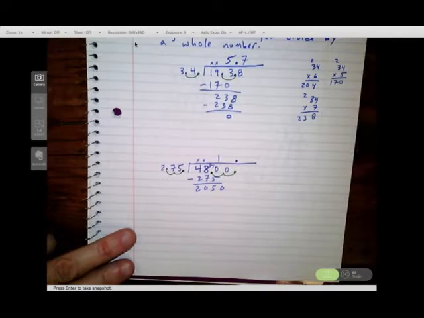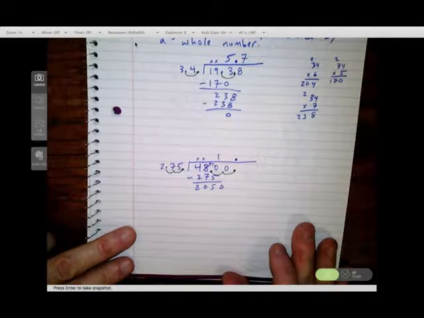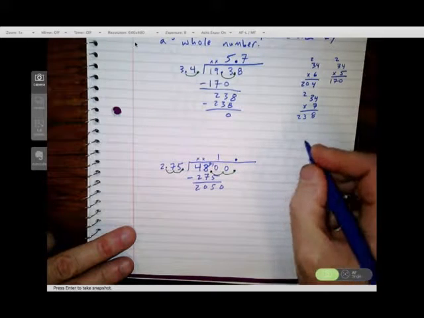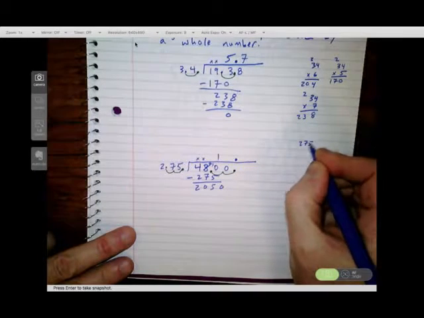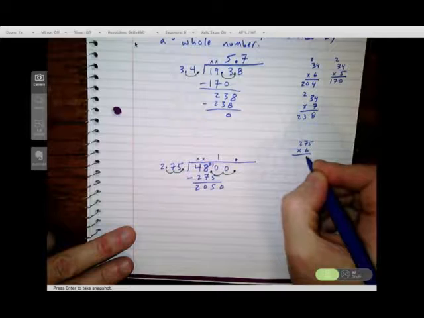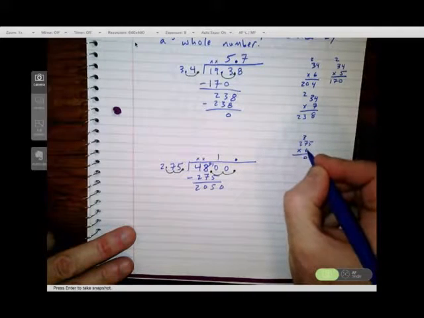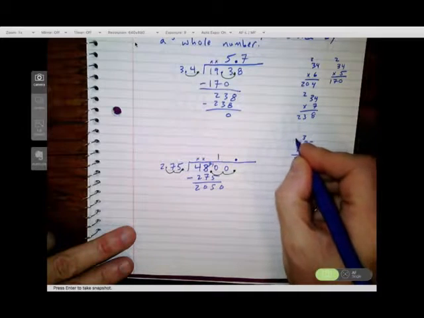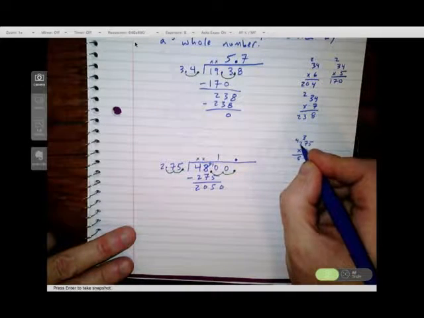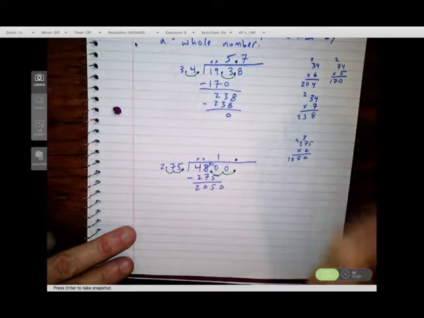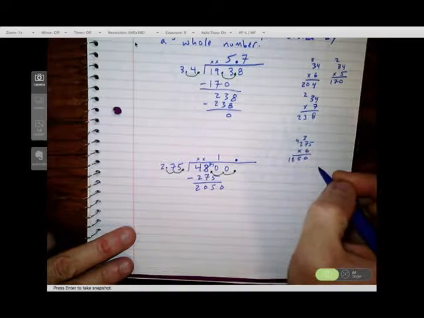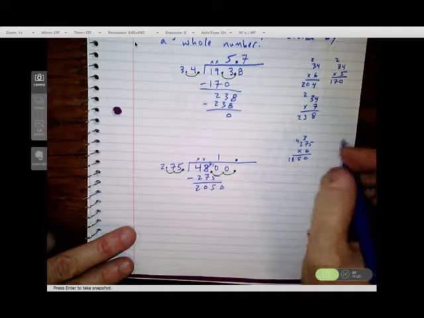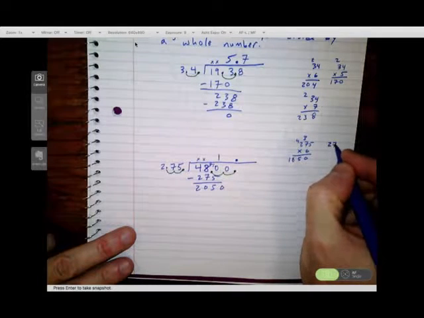Wow, so how many 275s is that? I'm going to guess 6. So let's see, 275 times 6. 6 times 5 is 30, 3 up here, 6 times 7 is 42 plus 3 is 45, 6 times 2 is 12, plus 4 is 16. Well, I didn't guess enough, did I? Look at that. So let's try 7 times. I think that's going to do it.